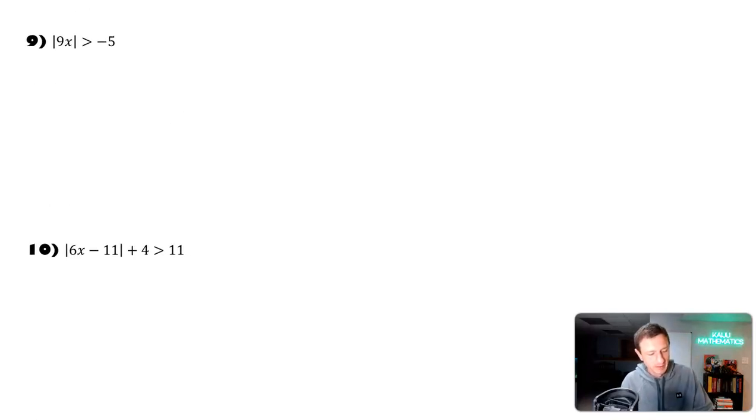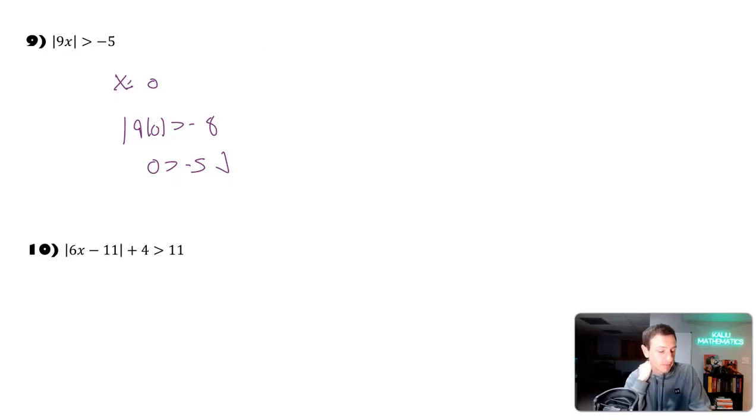Number 9, the absolute value of 9x is greater than negative 5. So if we think about how to solve this one, we want it to be greater than negative 5. So if I just start thinking about, well, what are some values that could be greater than negative 5? What if x equals, let's say, 0? That would be the absolute value of 9 times 0, greater than negative 5. 9 times 0 is 0. Then 0 is greater than negative 5, yeah.